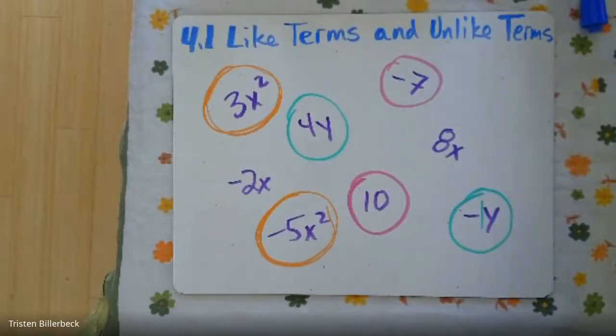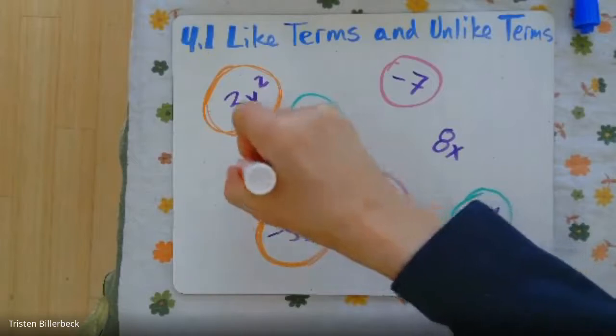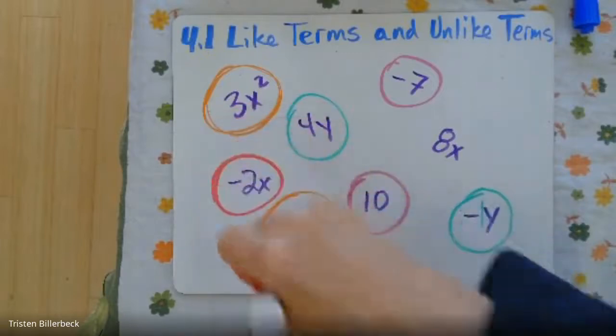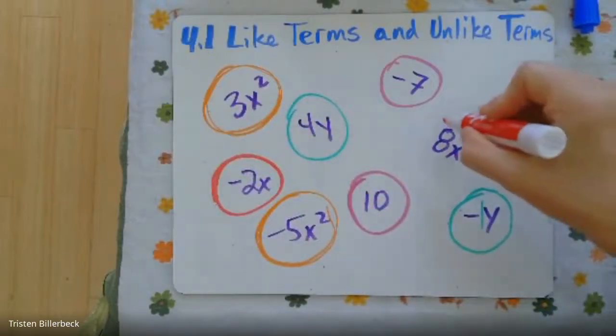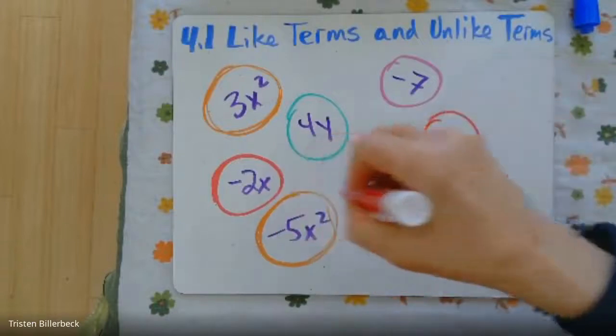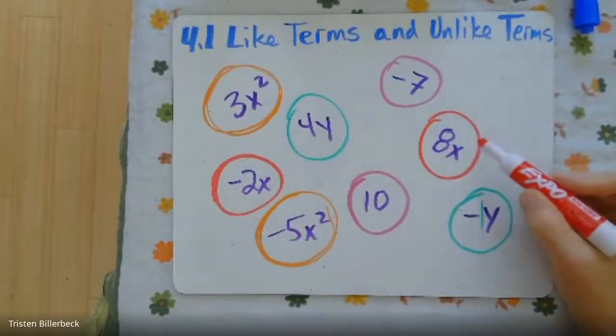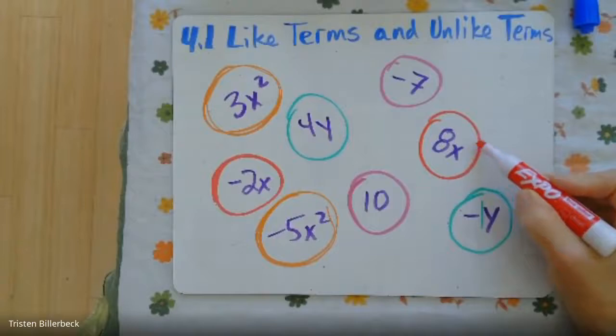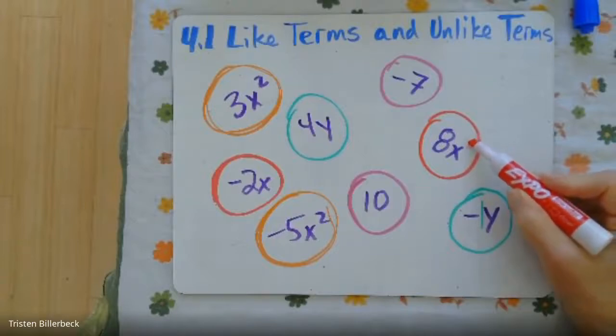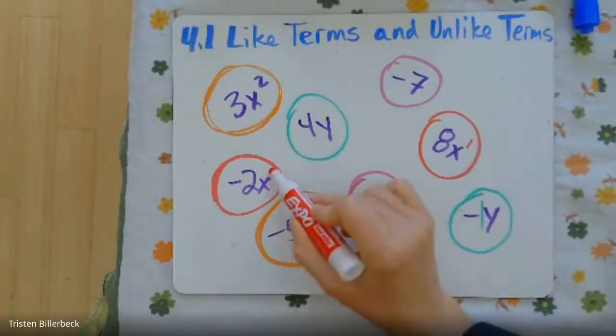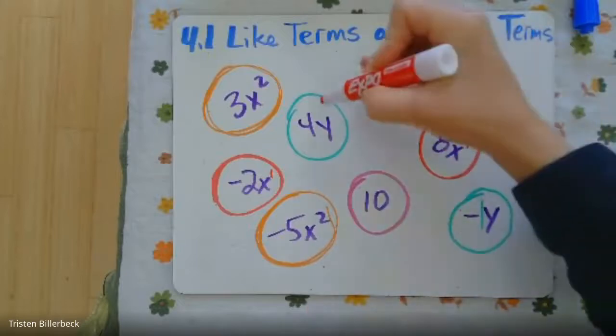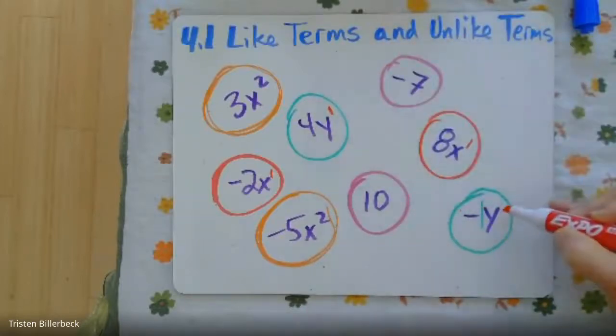And now when we look at, let's see, negative 2x. Well, it's like 8x because they both have an x, and the degree or the exponent is 1. So there's really a 1 right here. We just don't write it. Just like with the y, there's really a 1 right there. We just don't write it.